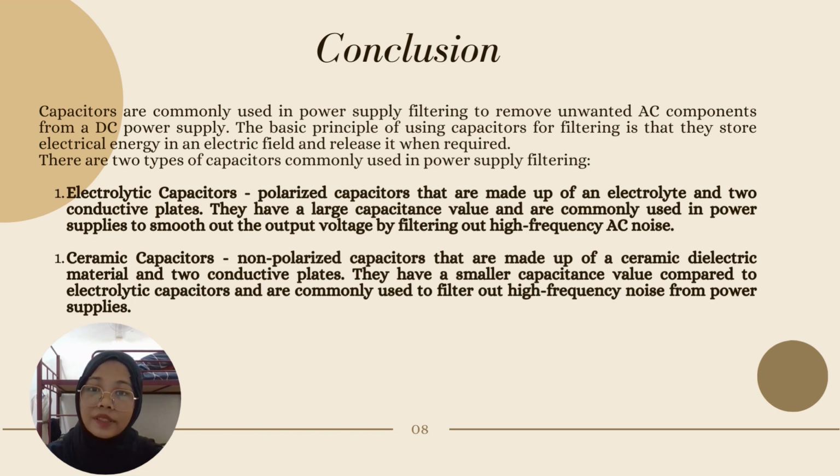There are two types of capacitor commonly used in power supply filtering. As my friend mentioned, the first one is the electrolytic capacitor and the second one is the ceramic capacitor. So an electrolytic capacitor is a polarized capacitor made of an electrolyte and two conductive plates. They have a large capacitance value and are commonly used in power supplies to smooth out the output voltage by filtering out high-frequency AC noise. As for ceramic capacitors, they are non-polarized capacitors made up of a ceramic dielectric material and two conductive plates.